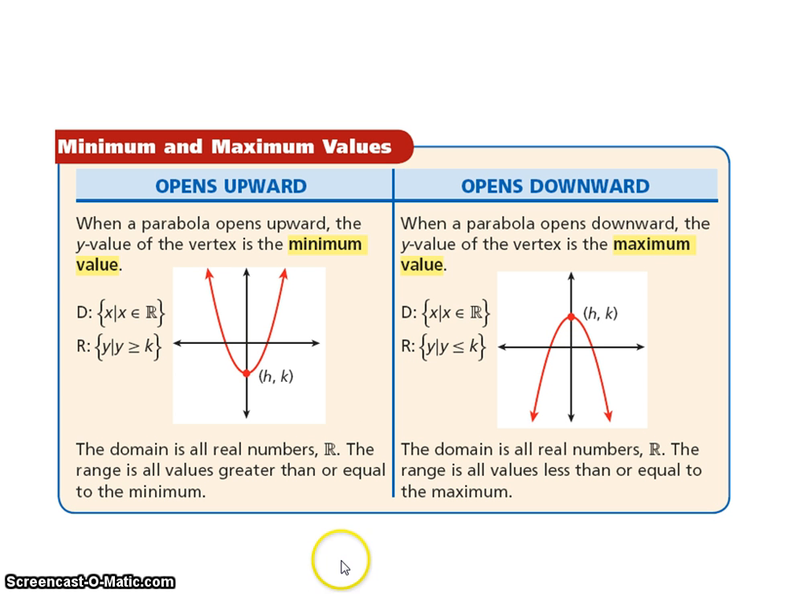Now, a couple of things I want to cover with you before we finish. One is that if the parabola is opening upwards, then the y value of the vertex represents a minimum value. On the other hand, if the parabola is opening downwards, then the y value of the vertex is a maximum. Pause now and make sure that you have pretty much everything on this slide.